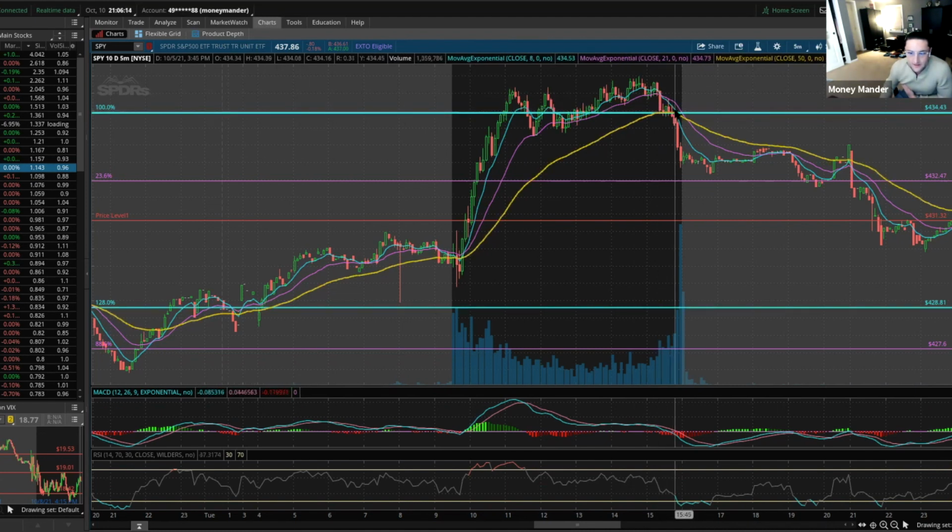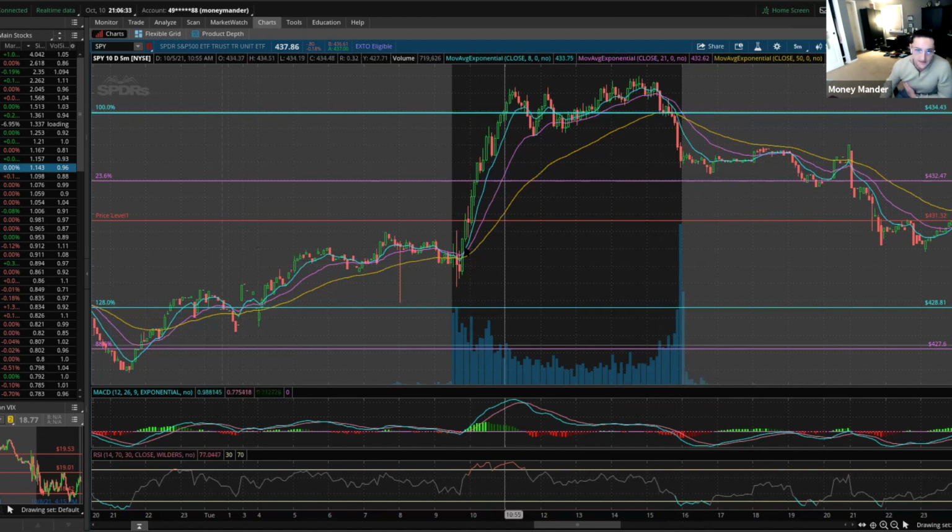And then right here at about 3:45, now your 8 breaks under the 50, which would be an even stronger confirmation that this is going to turn bearish. And as you can see, the next 3 candles absolutely knife down almost 3 whole points before close. So that's how we use these.